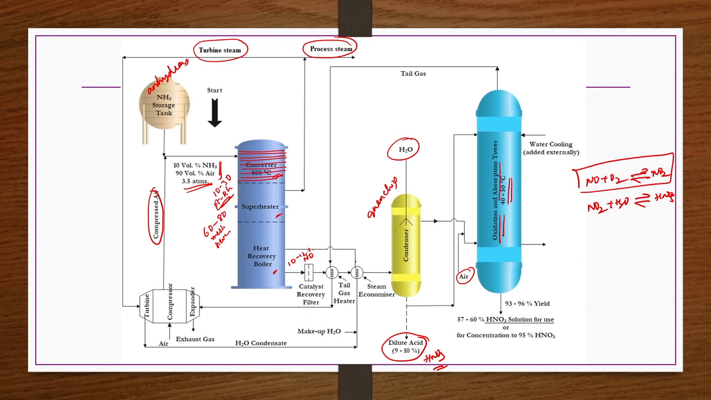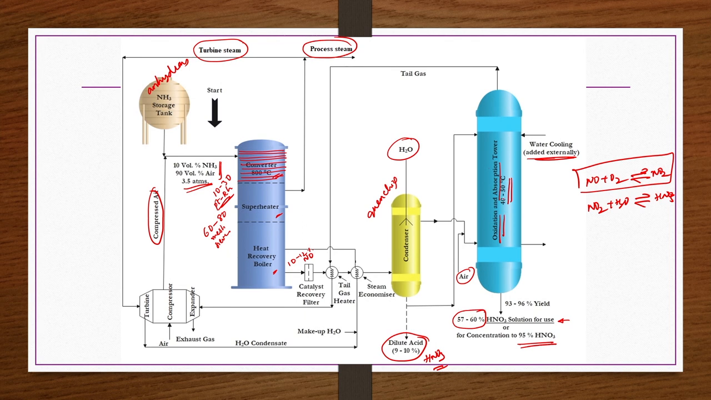Here water cooling is provided from the top, added externally, so that whatever NO2 is formed is absorbed, and you get 57 to 60% HNO3 solution for use as it is, if that acid strength is sufficient. If you need a higher concentration acid, then you have to concentrate this HNO3 to get 95% HNO3. Tail gases which are not absorbed are sent back to the expander by passing through a tail gas heater, and then the process continues like this. Here many engineering factors would be there, so we are going to see them one by one after seeing the steps of the process.